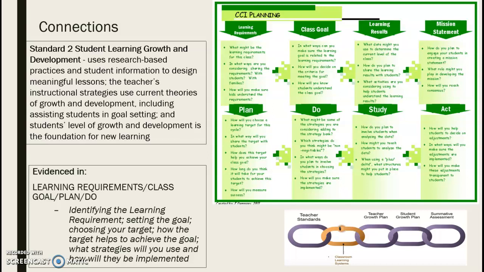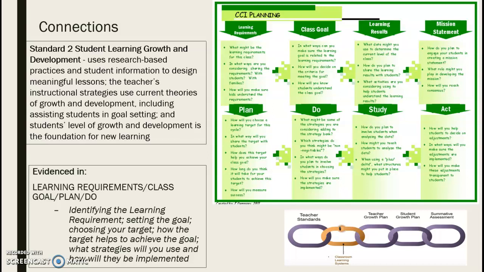Standard 2 talks about student growth and development. And this is where we're really looking at those research-based practices that we're using within our lessons and that we're using student information such as current student performance, current student knowledge, student interest to really plan those meaningful lessons. We'll also incorporate strategies that we know are research and evidence-based to show student growth. And we will help students with goal setting and making sure that they are meeting those goals through their learning.